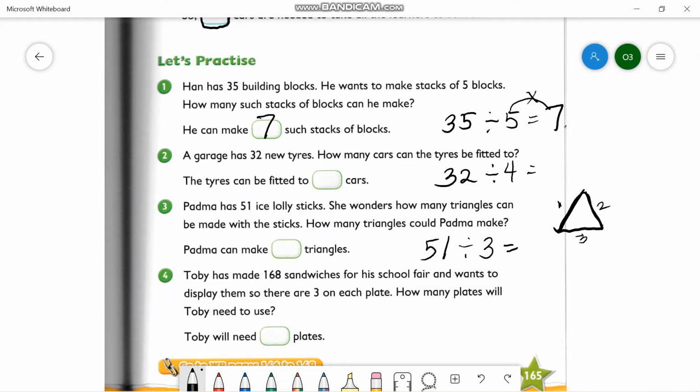Okay, now let's continue with number 4. Toby has made 168 sandwiches for his school fair and wants to display them so there are 3 on each plate. How many plates will Toby need to use? So we're going to divide 168 by 3.